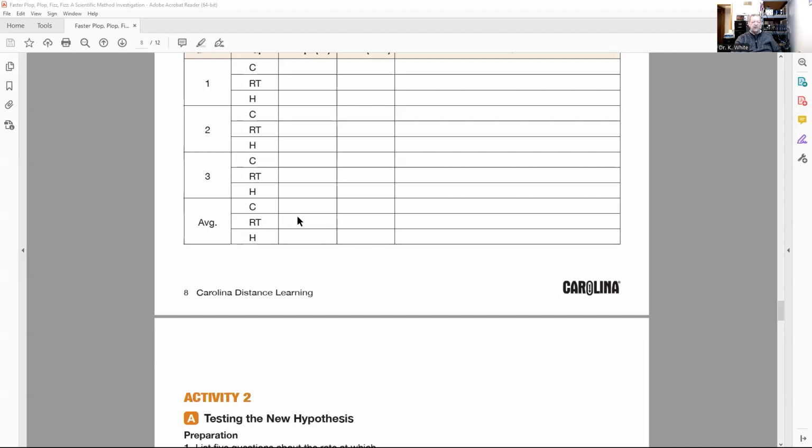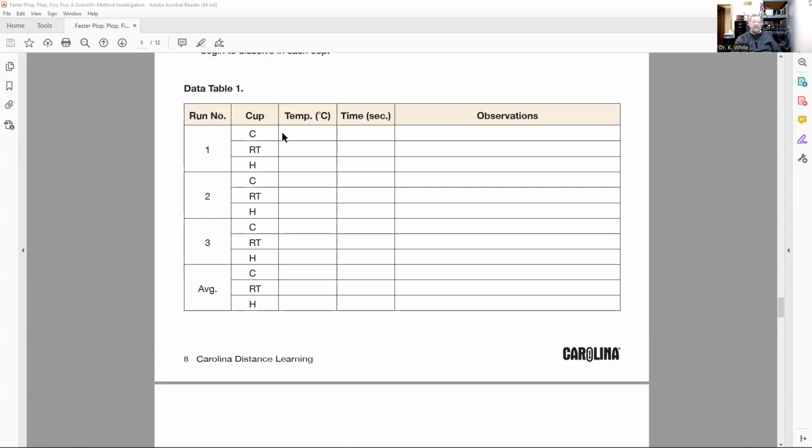And after each run, like for cold water, you'll do it once. You'll repeat it again with fresh cold water and fresh half tablet twice, and then 3 times. Now here they have AVG as average. How do you do that? You add run 1 cold water time, run 2, run 3, add it, divide by 3, and that's the number you put there. Same thing with the temperature. It's not going to be exactly the same.